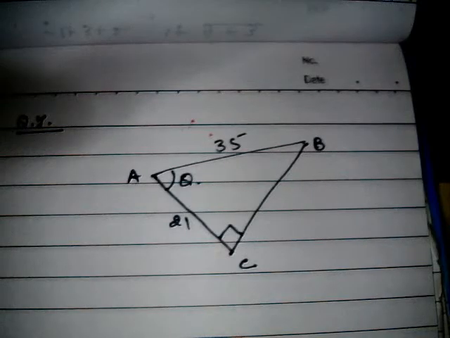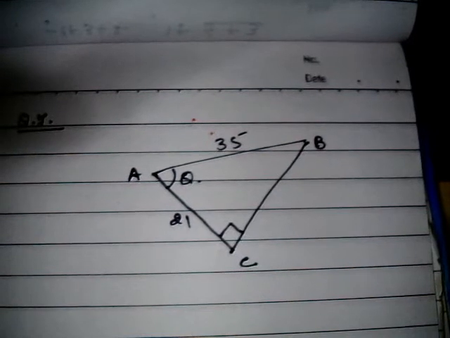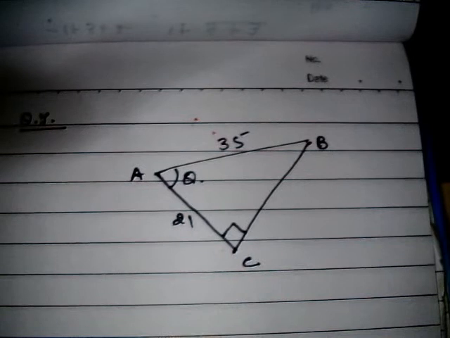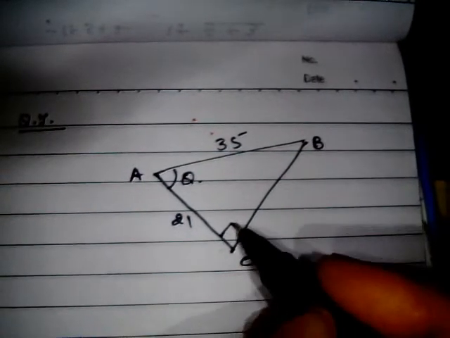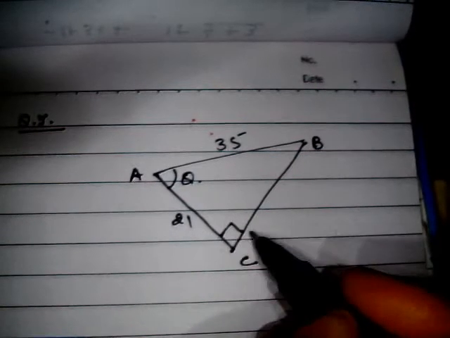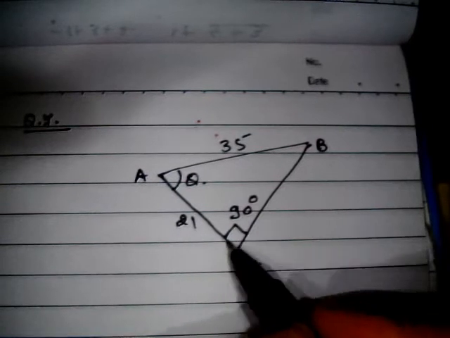Okay, now in this video I'm going to talk about question number 7. In that question, a right angle triangle is given. In this right angle triangle, this sign represents 90 degrees over here. This sign means 90 degrees.